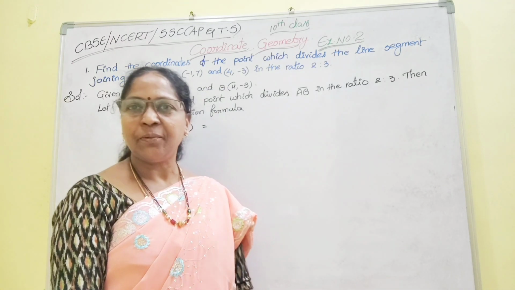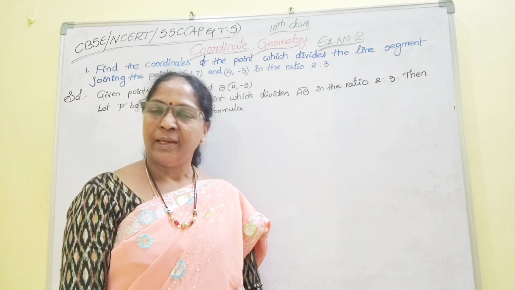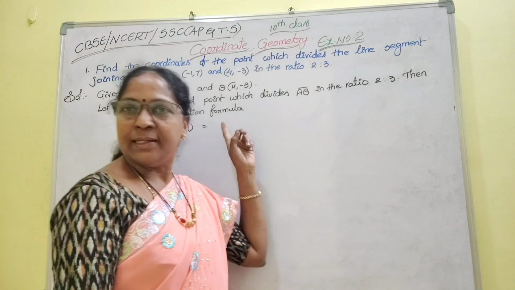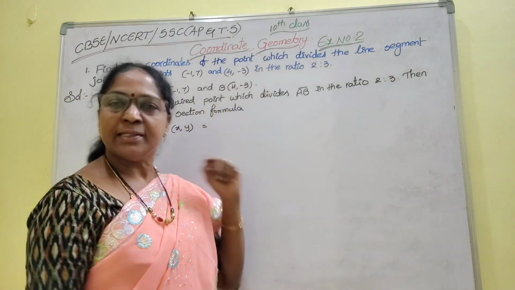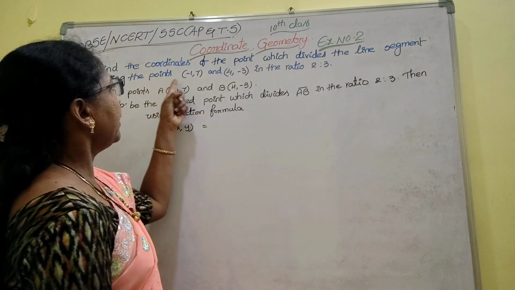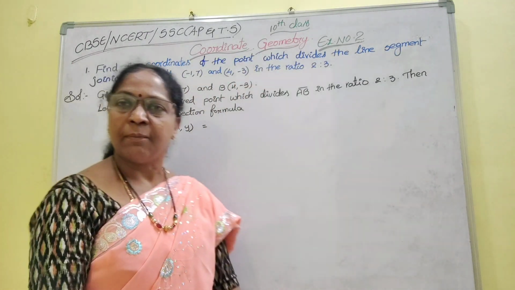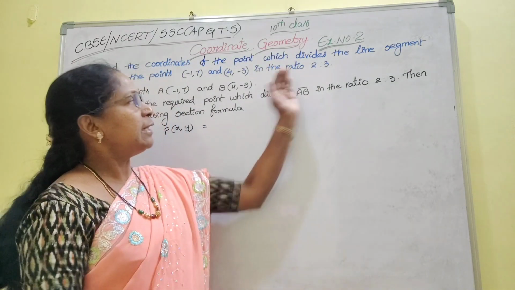Today in this video I am going to explain coordinate geometry exercise number 2. Exercise 1 is already completed. Now let's start the next exercise. Find the coordinates of the point which divides the line segment joining the points (-1, 7) and (4, -3) in the ratio 2:3. This is the given question.